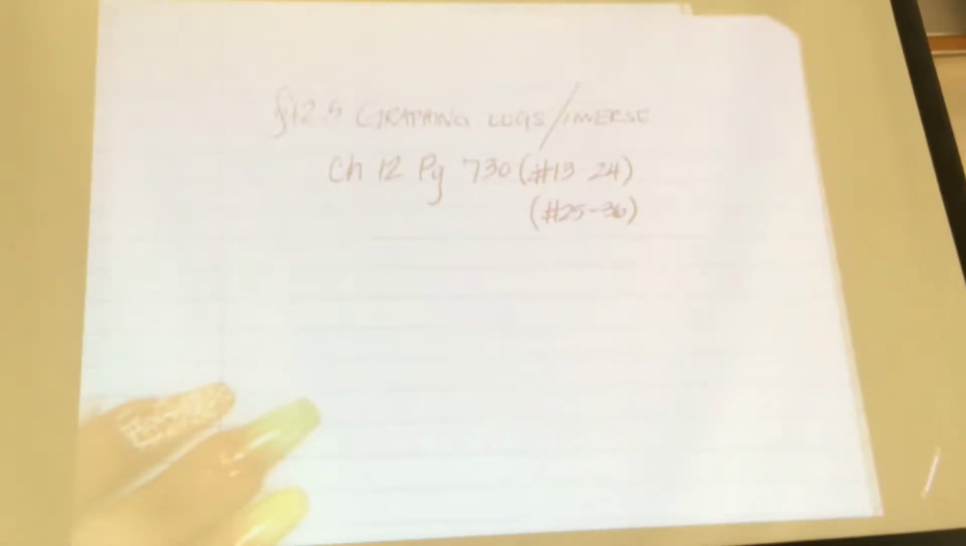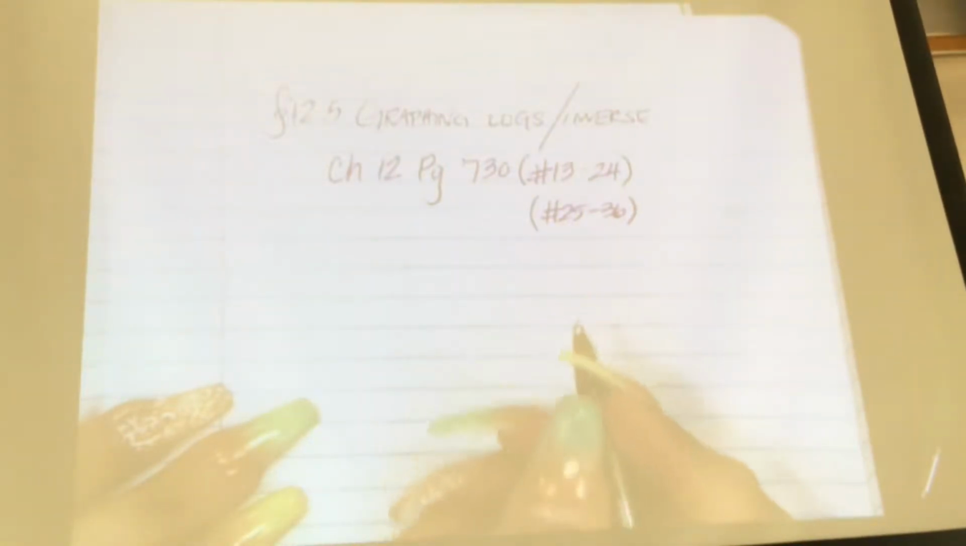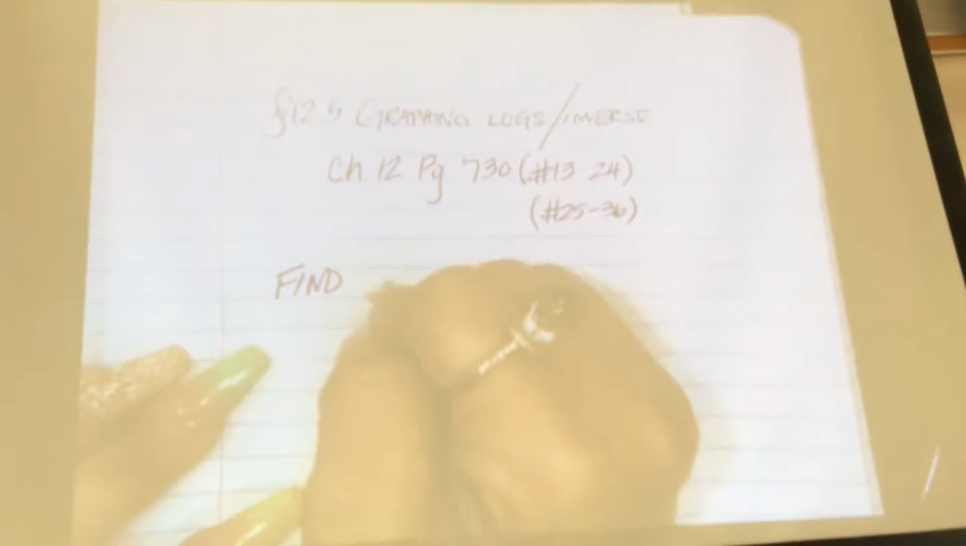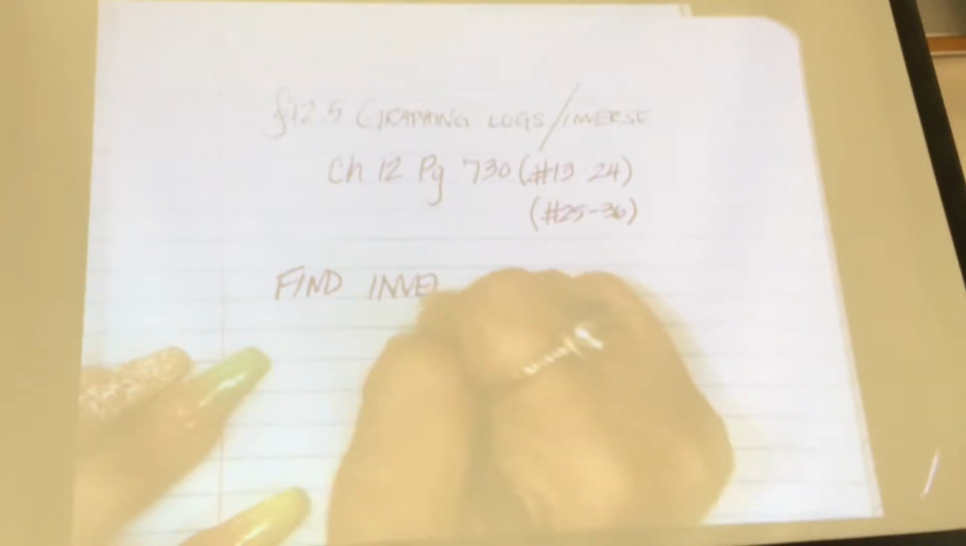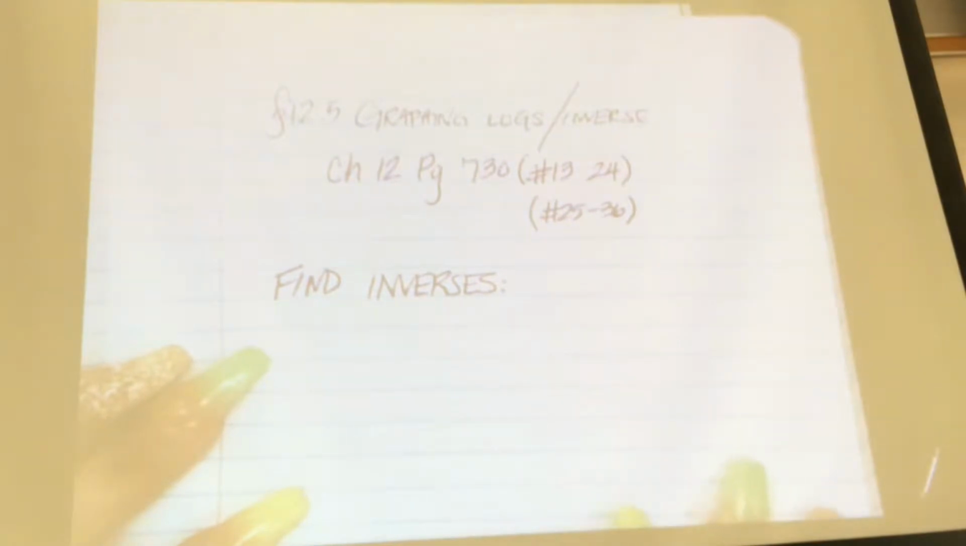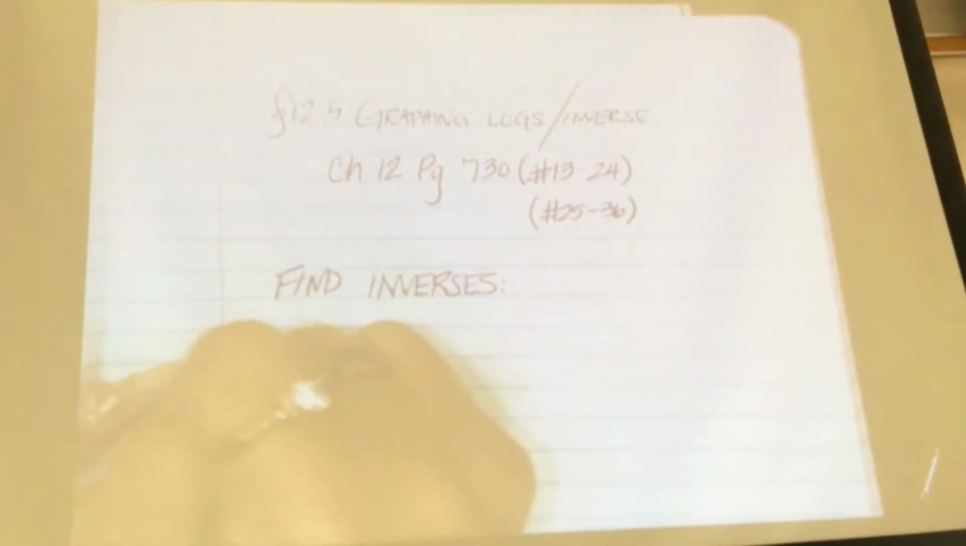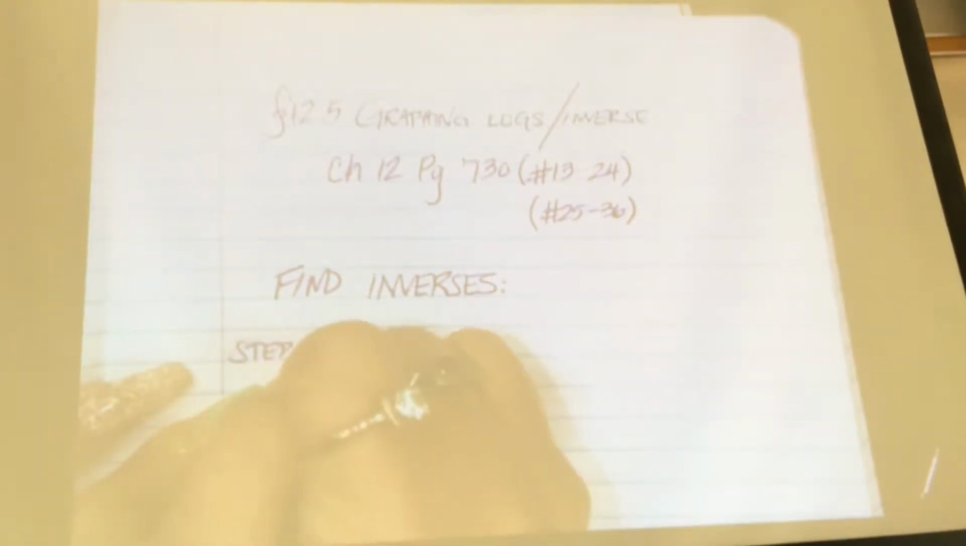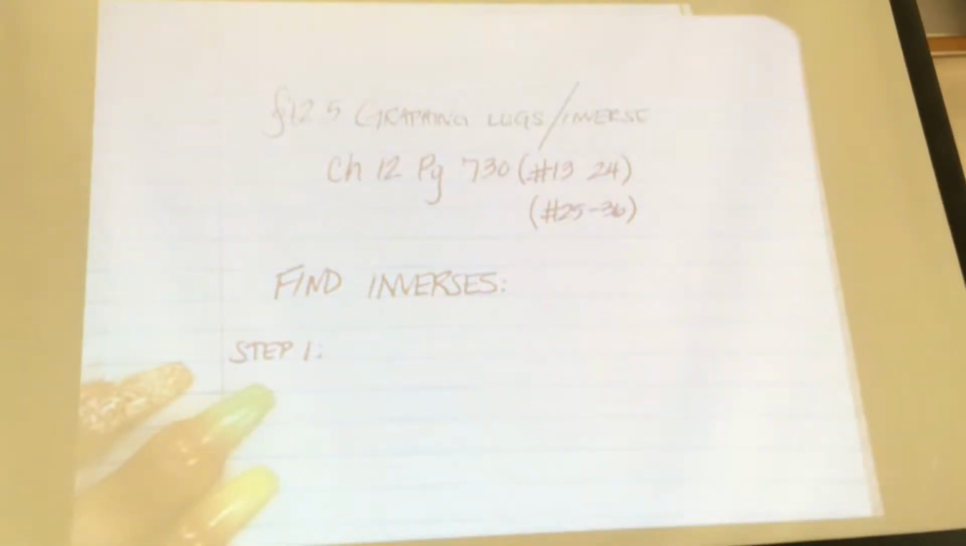Alright, so just like we found an inverse of any function, there are the same exact steps that you did when you solve. You're going to be using them for graphing or solving for a log, the inverse of a log. So let me write out the directions for you step by step so that you have them again. Anytime you find an inverse, step 1 is to switch your x and your y.